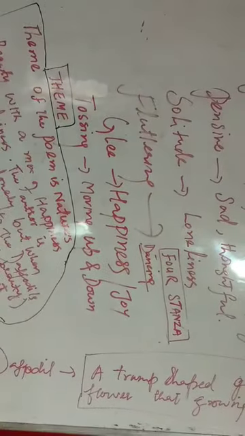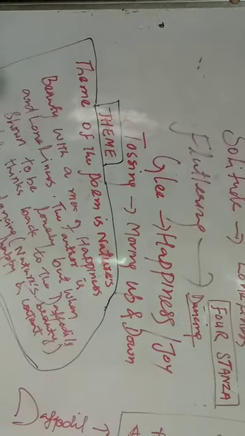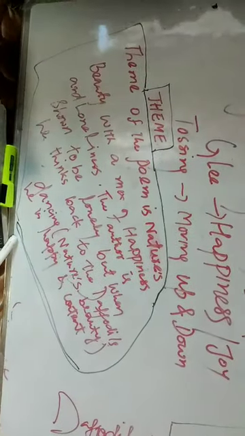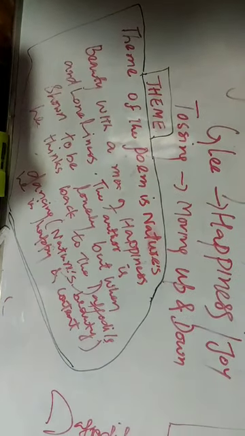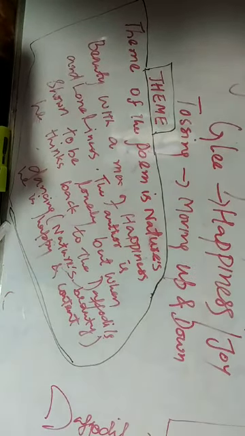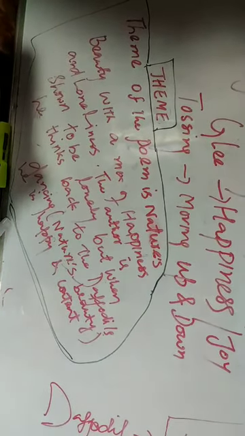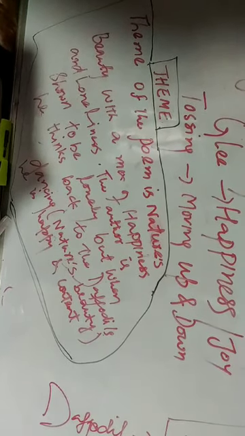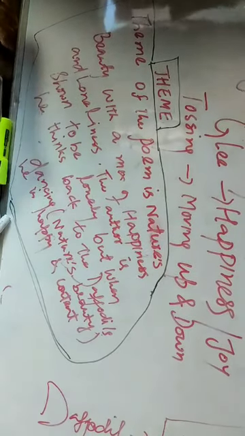The theme of this poem is nature's beauty with a mixture of happiness and loneliness. The author, the well-known nature poet, is shown to be lonely, but when he thinks back to that beautiful sight of natural, beautiful daffodils, he is happy and content.